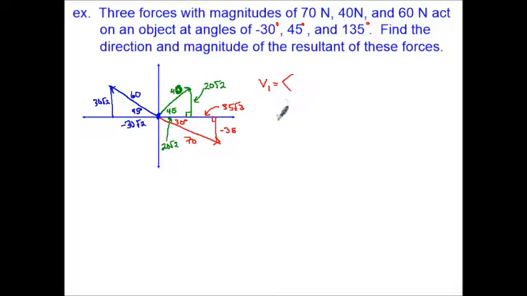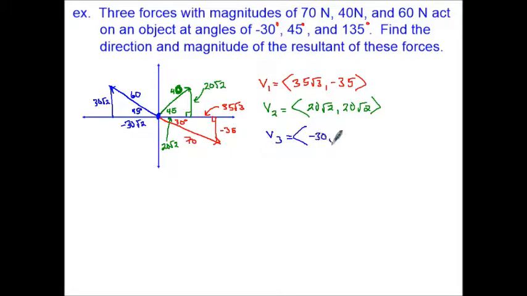So vector 1 is our 70, and his components are 35 root 3 and negative 35. Okay, vector 2 is our 40 in green, and his components are both 20 root 2's. So 20 root 2 and 20 root 2. Finally, vector 3 is a negative 30 root 2, and then a positive 30 root 2.